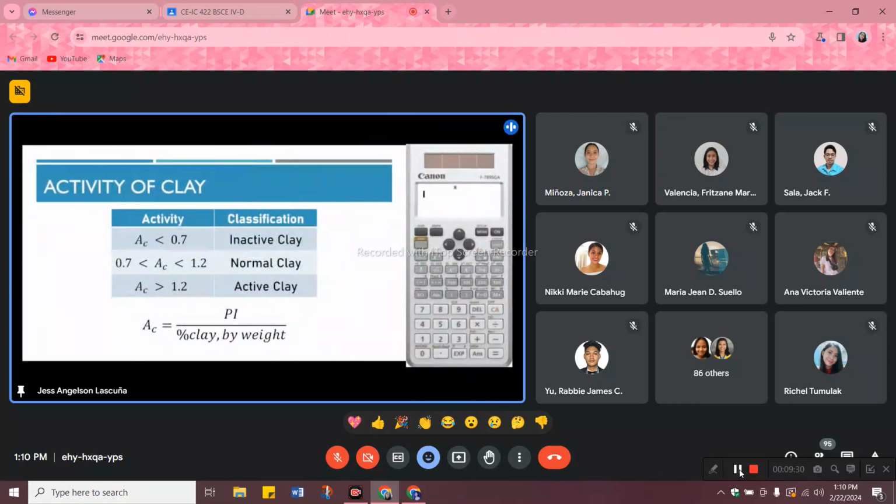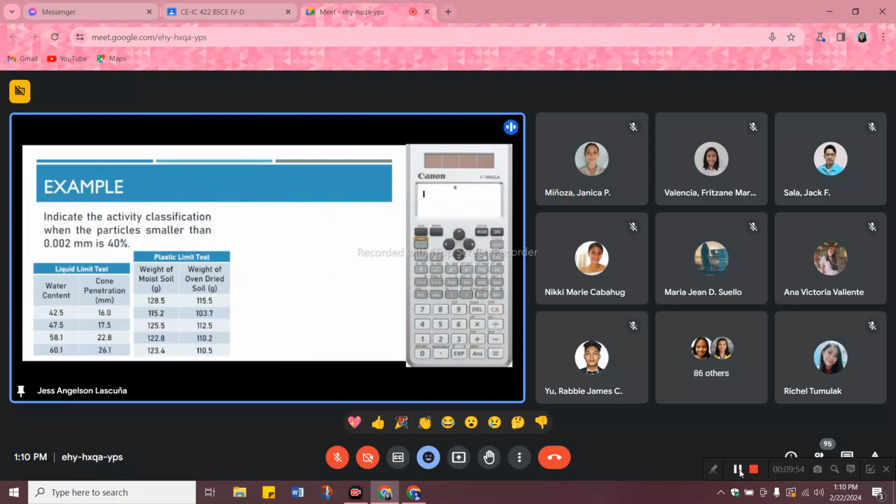So for AC that is less than 0.7, those are inactive clay. So inactive clay siya, so dili siya mo-swell ang imong yuta whenever siya exposed to water. And for AC that is greater than 1.2, it is active clay.